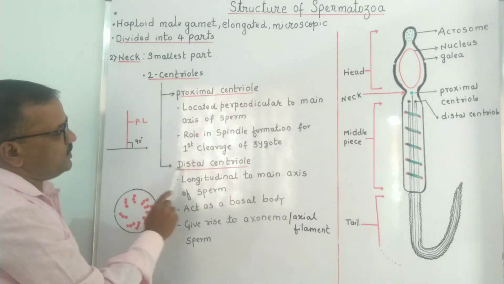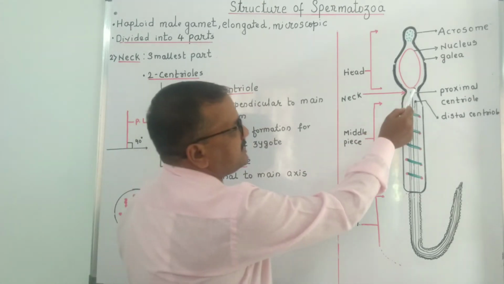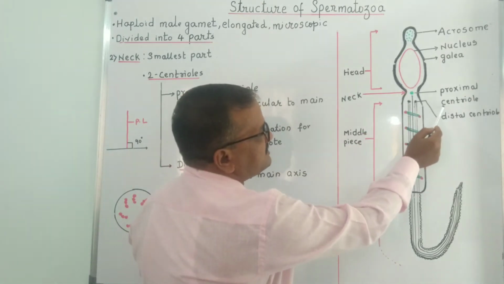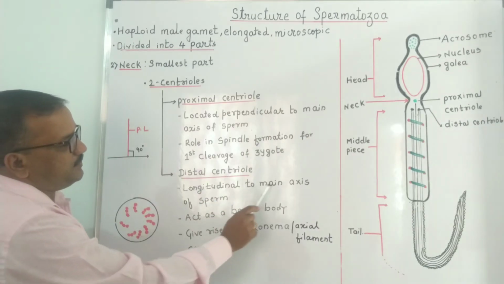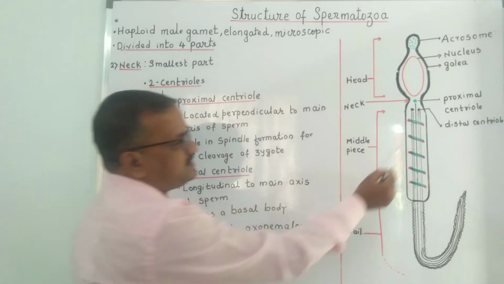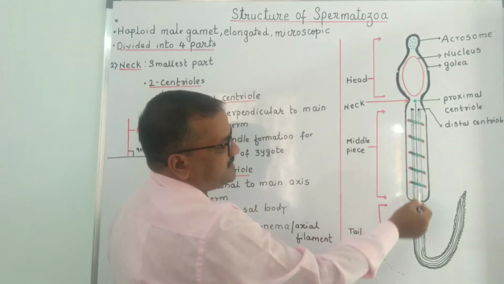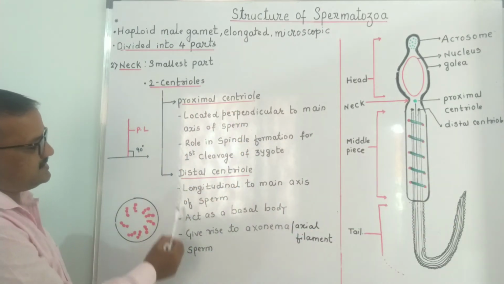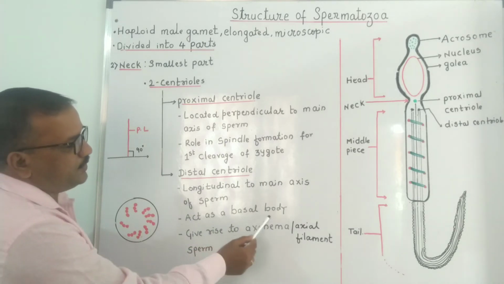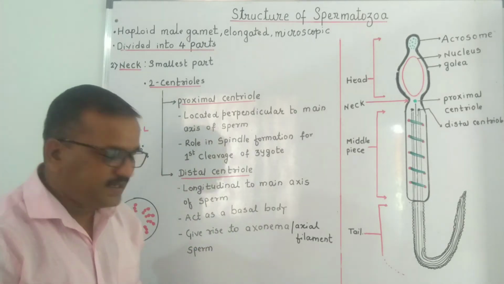The next centriole is called the distal centriole, as it is present next to this proximal centriole. Distal centriole is longitudinal to the main axis of sperm. So it runs throughout the sperm longitudinally. Distal centriole acts as a basal body.